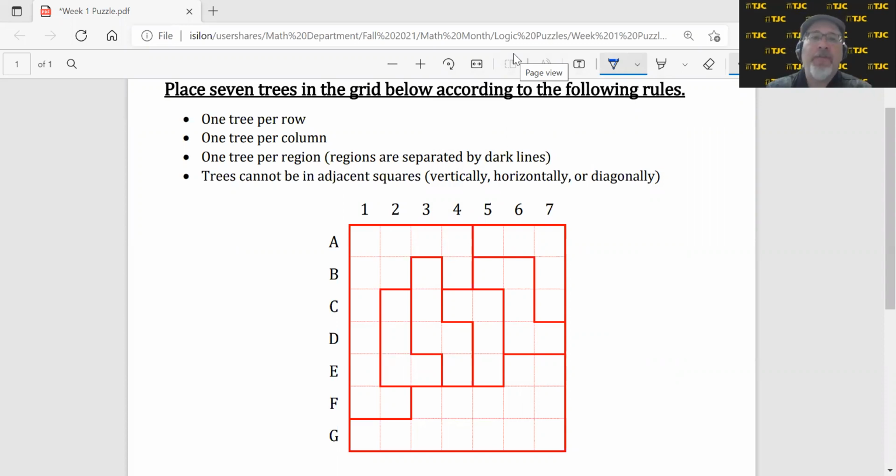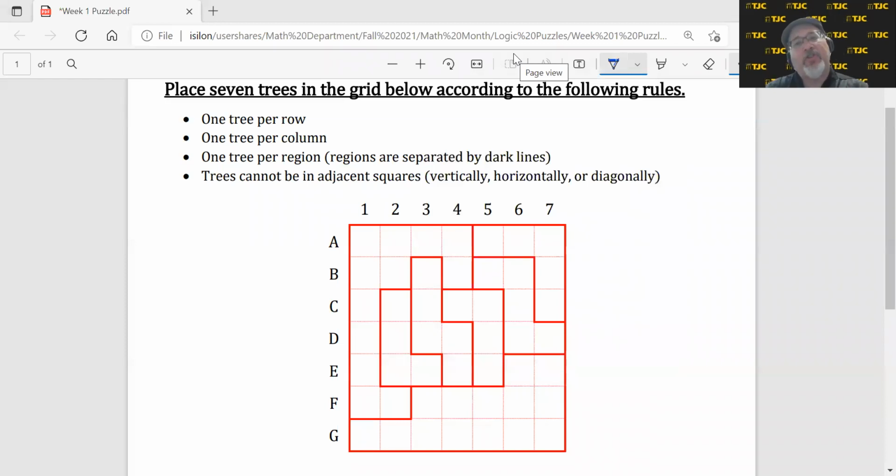I should point out that all of these puzzles can be solved completely deductively, meaning that by using clues and hints, you can deduce where the locations of the trees are, as opposed to just placing a tree and hoping that you find the right ones. Just a quick reminder of the rules.